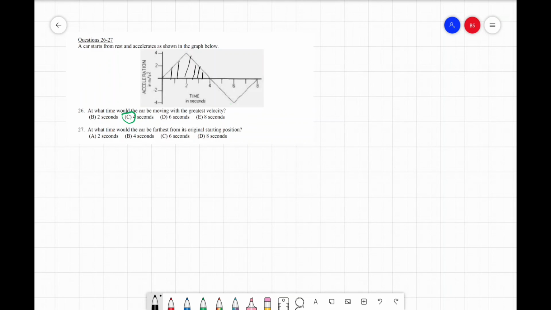Now looking at our acceleration time graph, velocity is the area under the graph, and we can see that if we add up the area of this triangle and this triangle, which has negative area, we will get 0. That means that at t is equal to 8 seconds, our velocity becomes 0, which means that the car is farthest from the original starting position at 8 seconds.